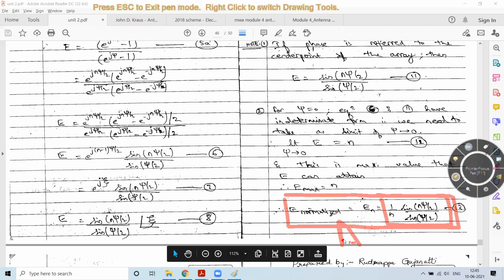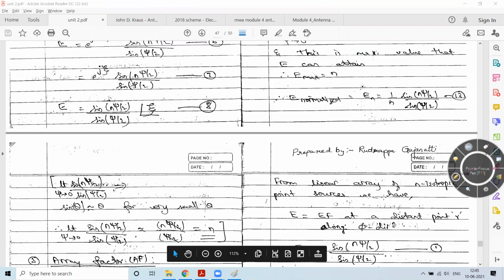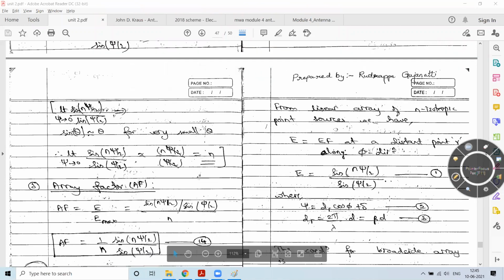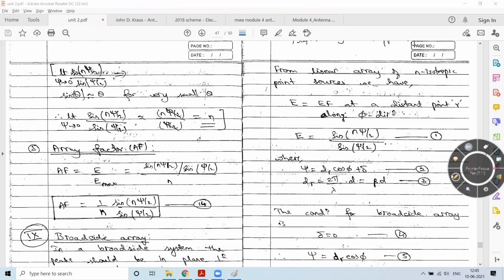So this is the array factor also, and it is also giving you the normalized field pattern value. So here we have solved it. Sine theta is nearly equal to theta when theta is very small. So when you solve that, applying that equation, you will be having it equal to n.